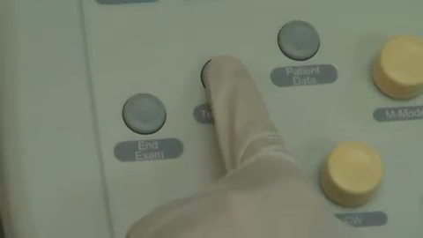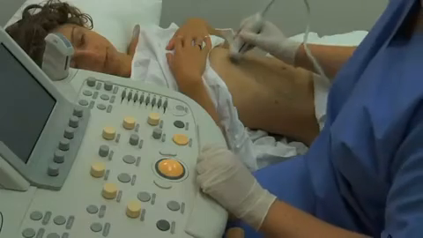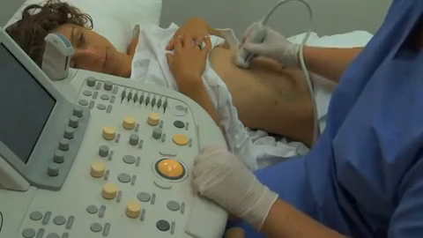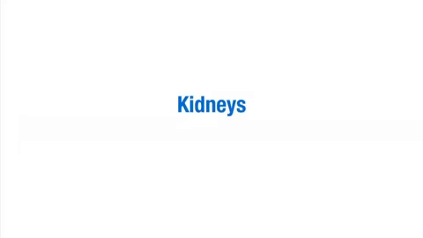Select a transducer of the appropriate frequency. Confirm the correct transducer selection and preset on the ultrasound machine. Perform a survey of the abdomen and make any necessary adjustments to the machine settings to maximize the image quality. Begin by scanning the right kidney.